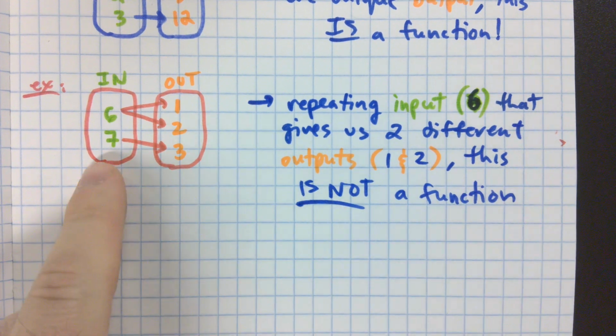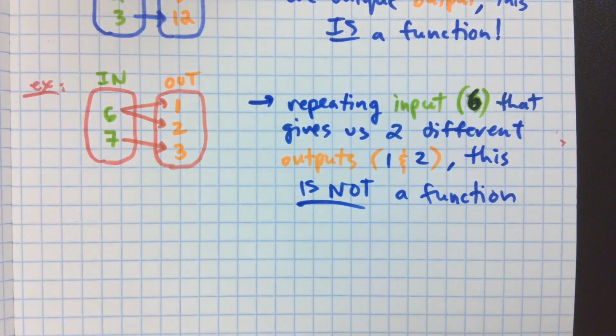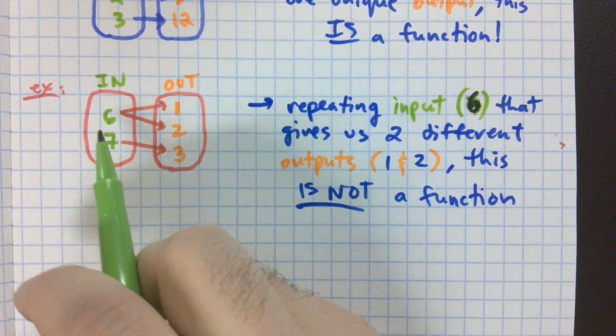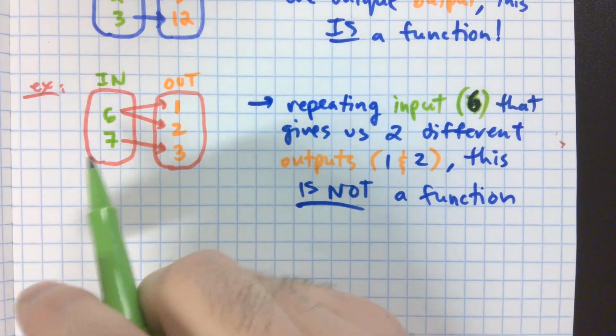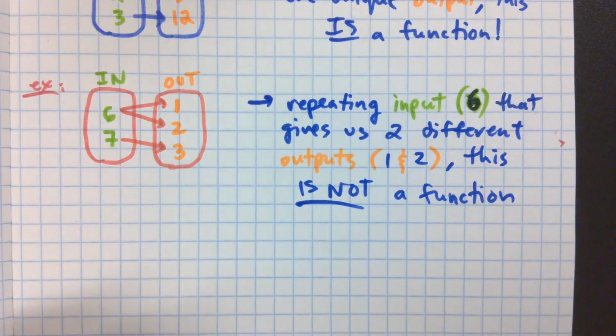So when you see 2 arrows coming from the same input to different outputs, right away we know that's not going to be a function, because if we put 6 into our function, we've either got to get out a 1 or a 2. We can't get out 2 different numbers for the same input.